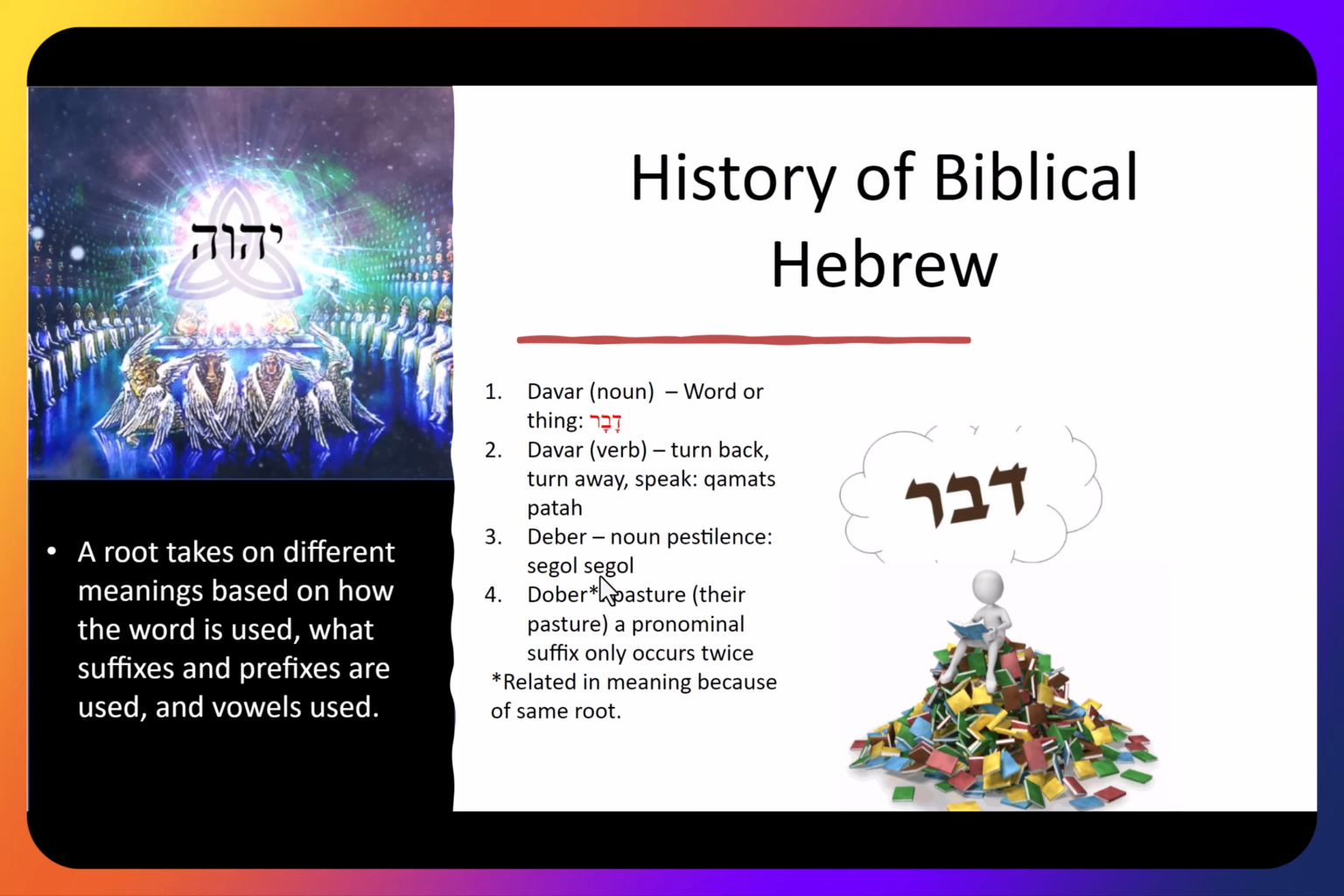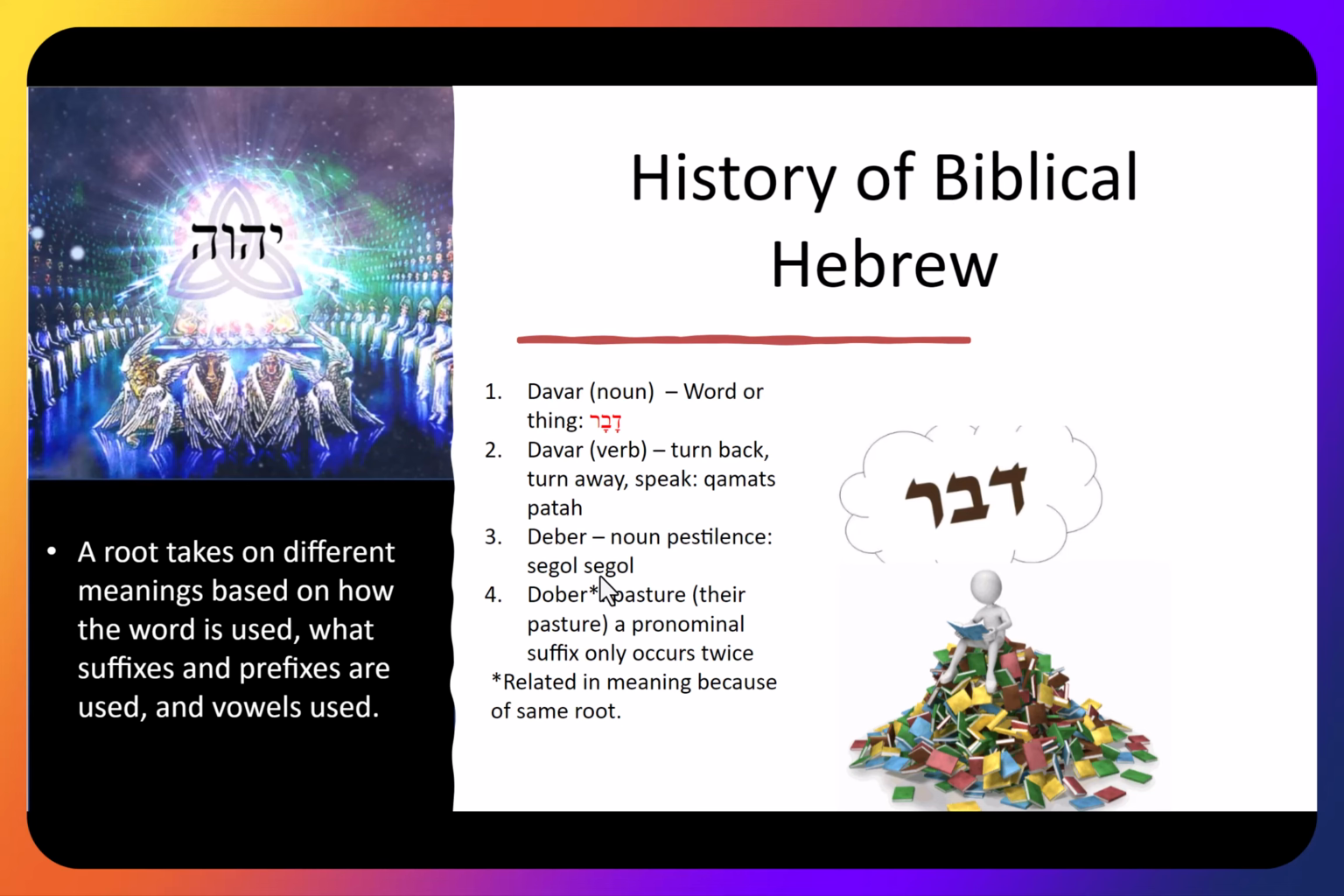Utilizing an example here, davar. Davar means word or thing. Now, in modern Hebrew, it's mainly used for thing or an object, but in biblical Hebrew, it was mainly used for word, meaning a noun, or as a verb, meaning to turn back or turn away. So context always drives how the word is being used. Many words in Hebrew have several meanings. Context will always drive. We'll continue to talk about that in other videos. But we can see here, just using a very simplistic word like davar, that it has different meanings that are utilized in the Bible.